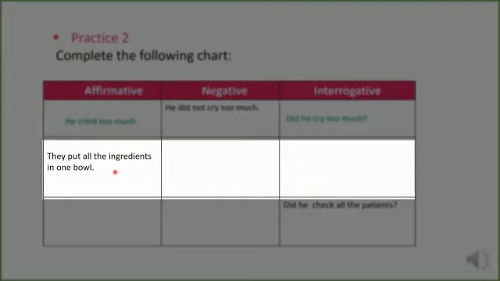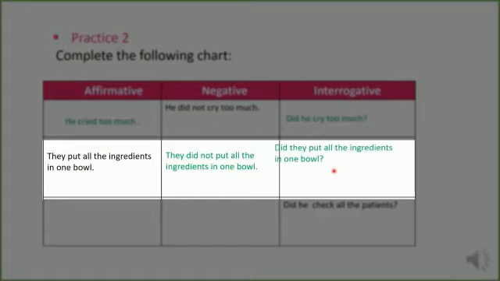Here we have an affirmative sentence. They put all the ingredients in one bowl. Let us change it into the negative form. They did not put. Here, verb put, it's a constant verb. Present and past, the same. So, it will be, they did not put all the ingredients in one bowl. In the interrogative, did they put, okay, did they put all the ingredients in one bowl?